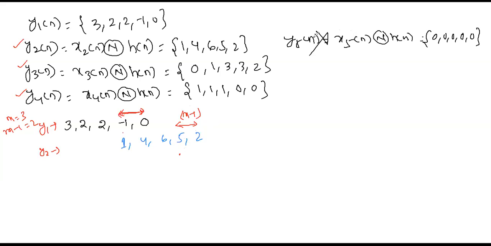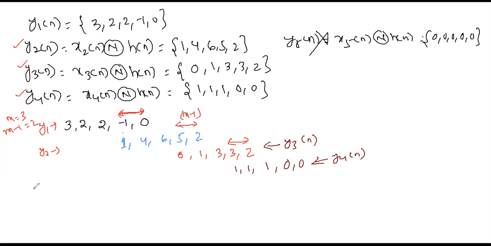So now the third one, y3n, becomes 0, 1, 3, 3, 2. See, I am starting here: 0, 1, 3, 3, 2. Now y4n, same process. This is the last m-1 sample, so you just start from here: 1, 1, 1, 0, 0. Okay, clear? Like this. This is your y3 and this is your y4n. Here y5n is not present. If there were y5n, again you would start from here, with the last m minus 1 samples.